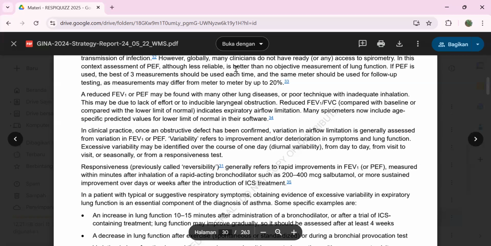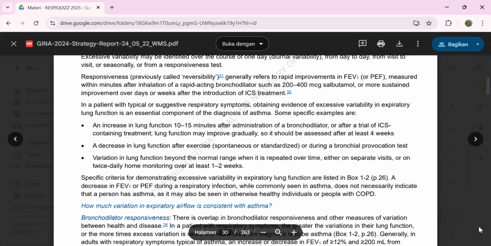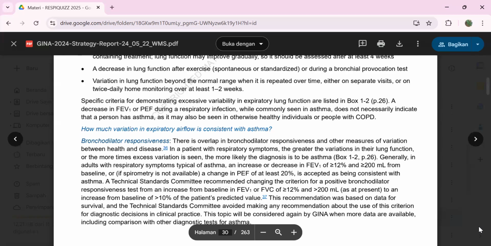Some specific examples are an increase in lung function 10 to 15 minutes after administration of a bronchodilator, or after a trial of ICS-containing treatment, where lung function may improve gradually, so it should be assessed after at least 4 weeks. A decrease in lung function after exercise, spontaneously, or during a bronchial provocation test. Variation in lung function beyond the normal range when it is repeated over time, either on separate visits or on twice daily home monitoring over at least 1 to 2 weeks. Specific criteria for demonstrating excessive variability in expiratory lung function are listed in Box 1-2.